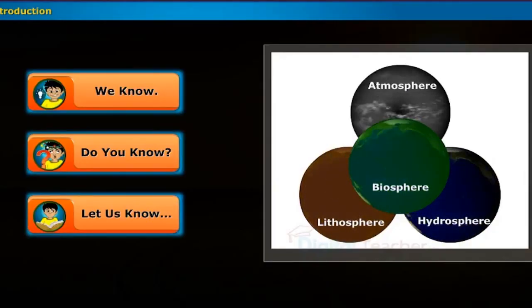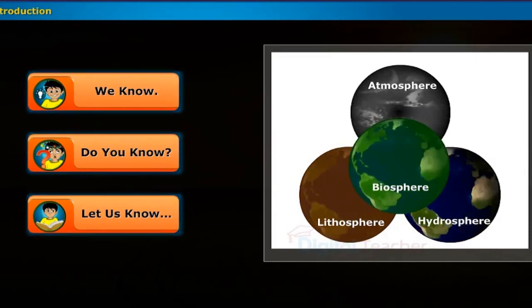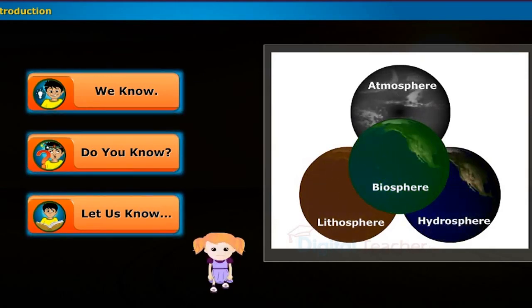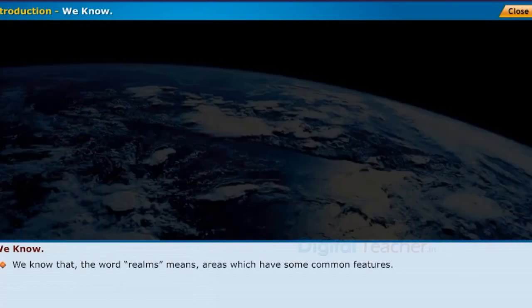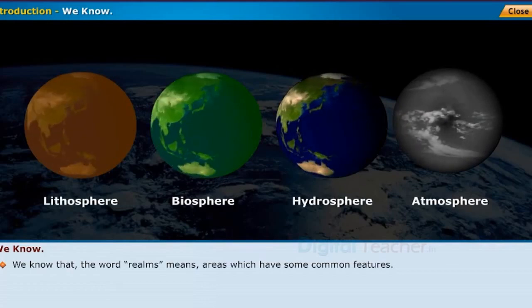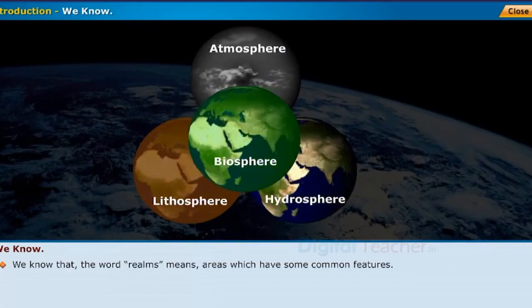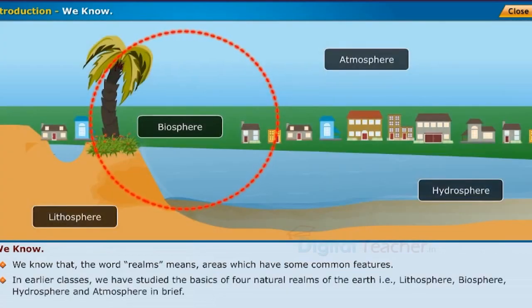Introduction. Before entering into the chapter, follow the instructions shown on the screen. We know that the word realms means areas which have some common features. In earlier classes, we have studied the basics of the 4 natural realms of the Earth, that is, lithosphere, biosphere, hydrosphere, and atmosphere, in brief.